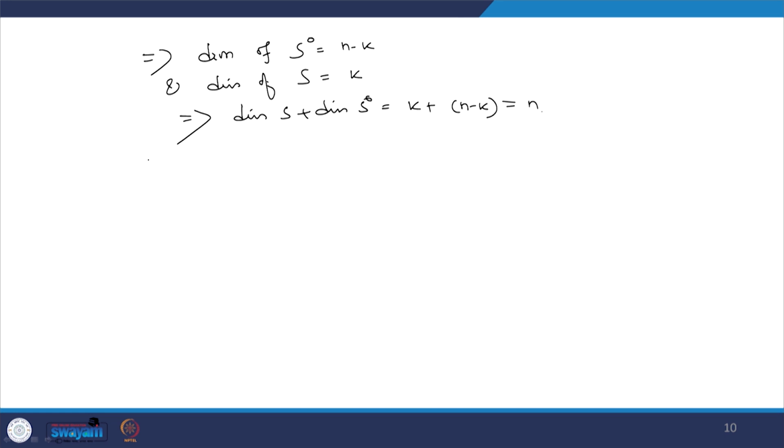So, I see that the dimension of any subspace S of a vector space V plus the dimension of its corresponding annihilator is equal to the dimension of V. In fact, if I consider any k dimensional subspace of a vector space V of dimension n, or any finite dimensional vector space of dimension n, then I will say that the subspace S can be considered as an intersection of n minus k hyperspaces also, which I am going to prove in my next class. Thank you.